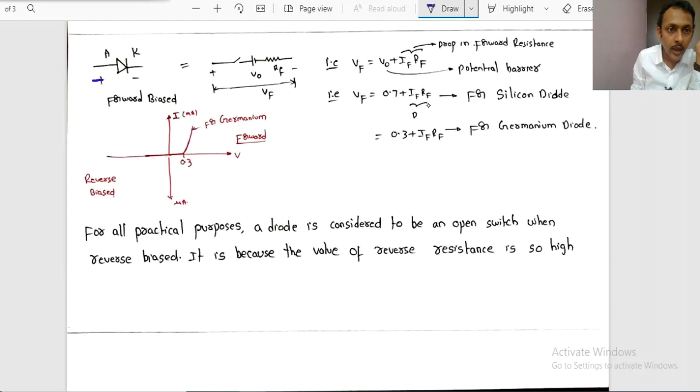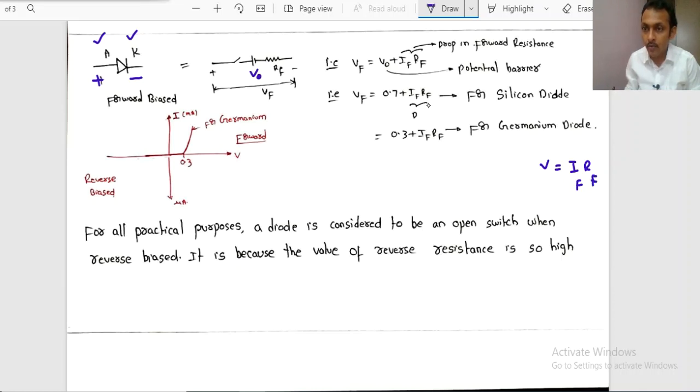Similarly, here you can observe anode is positive, cathode is negative. Now under forward bias condition, you will have some voltage V0, and because of the internal resistance of the diode, let it be some RF. Because of that RF, during conduction mode, as the current flows through the diode, there will be some voltage drop across the diode. Now the formula for voltage is V equals IR. Let the current flowing through the diode be IF, and the resistance in the forward biased mode be RF. Now there will be a drop of IF into RF.